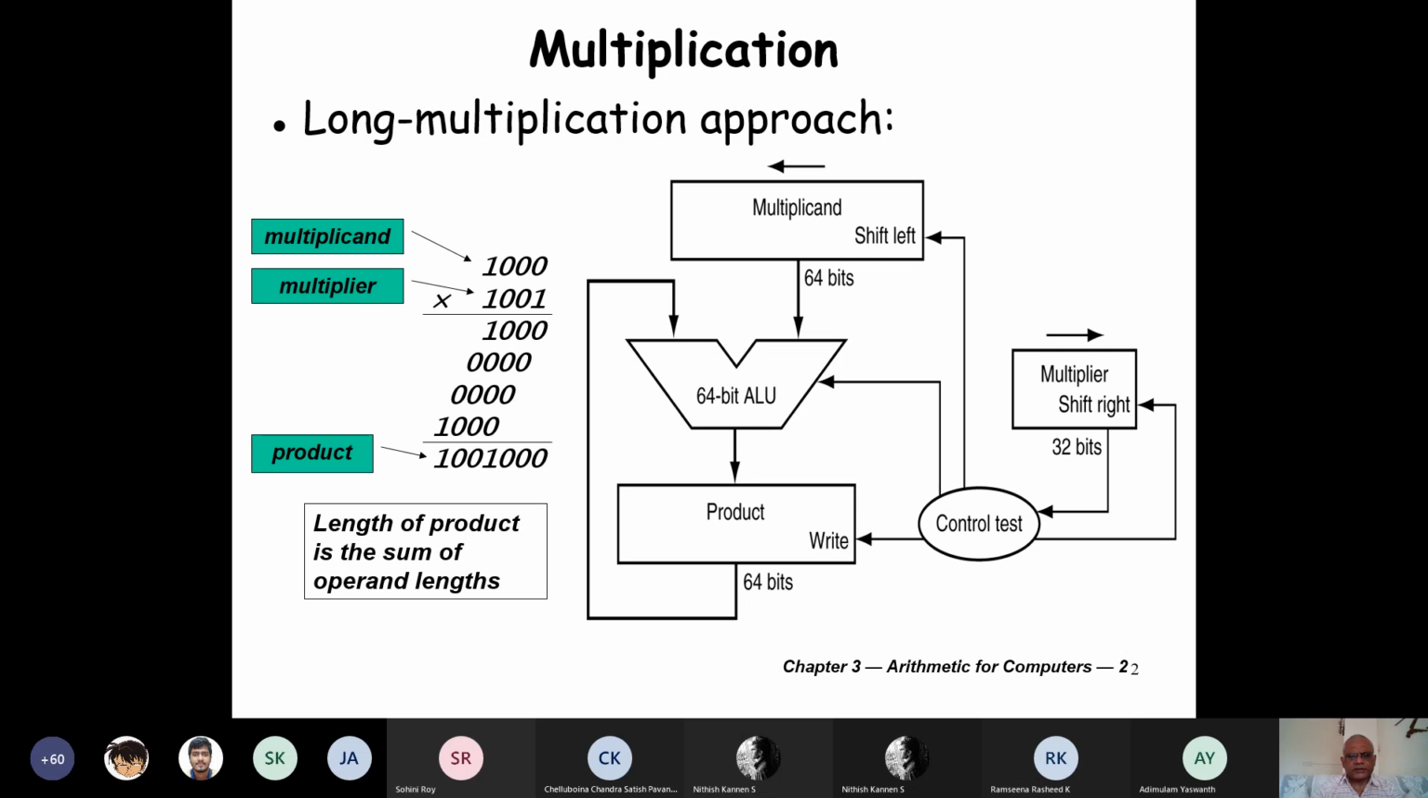We take out the least significant bit, observe the least significant bit, and then if it is 1, we add the multiplicand to the product. The product is initially 0, 0, 0, 0, 0. It's initialized to 0, so we just directly add this multiplicand. In the next step, we right shift the multiplier 1 bit and observe what is the least significant bit.